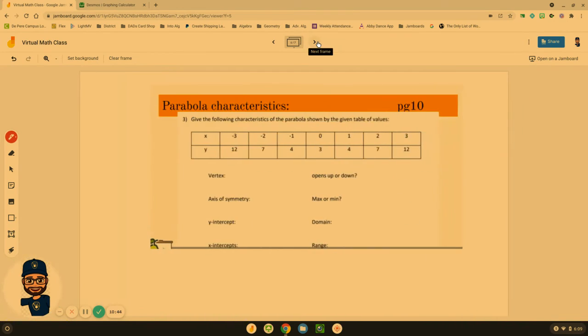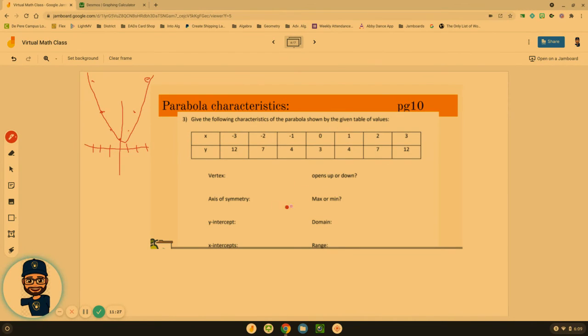Now, what happens if we're given the information in a table? How do we identify certain things in a table? Well, you might want to just make a quick little sketch of the graph, right? -3, -2, -1, 0, 1, 2, and 3. -3 is way up here at 12. -2 comes down to 7. -1 to 4. 0 comes here to 3. 1 comes back up to 4. 2 back up to 7. 3 back up to 12. Right? So I don't even have those exact values on my graph, but I know that they're over here.